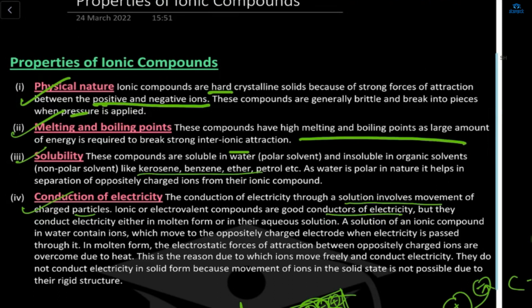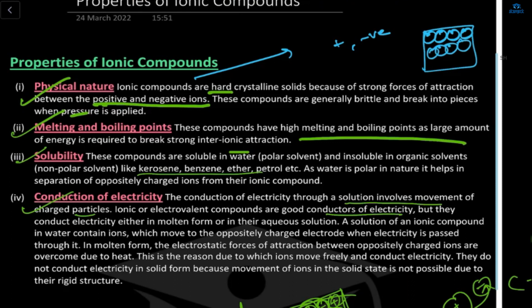So, what is the physical nature? Physical nature means that ionic compounds are hard crystalline solids because of the strong force of attraction between the positive and negative ions. So we all know that a solid has a strong force of attraction between its particles. That's why they can't move here and there. They can only vibrate in their fixed position. So here, with the help of the positive and the negative ions, what is happening? There's a strong force of attraction, so this is a hard crystalline solid.